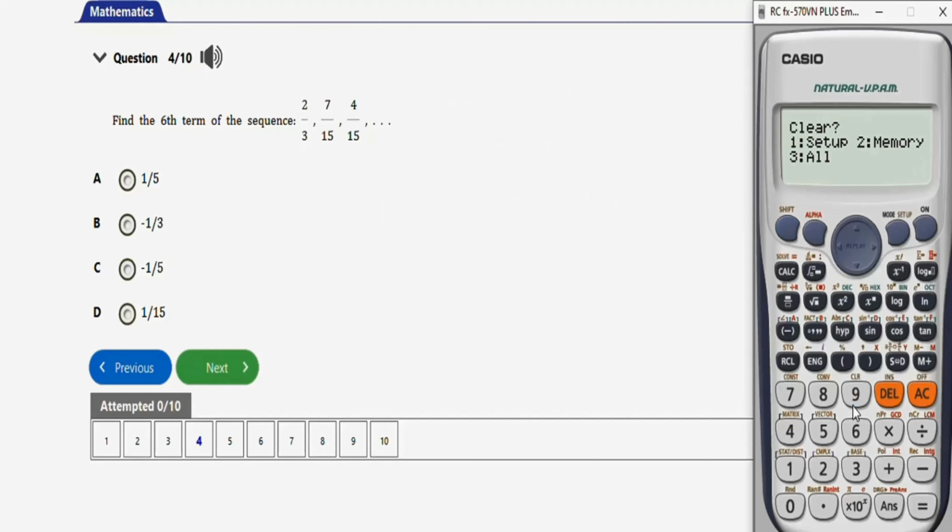Press shift button 9, follow instructions, press 3, press equal to, and press equal to again. So go back to mode, start. When you get here, pay attention, option 2 is for AP. Press 2. So let's input the values.